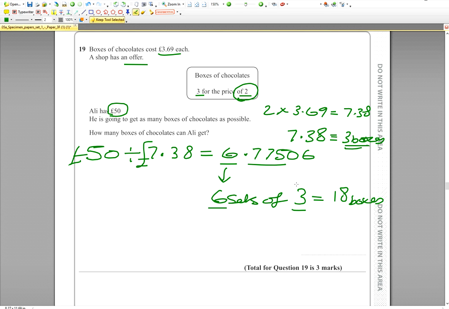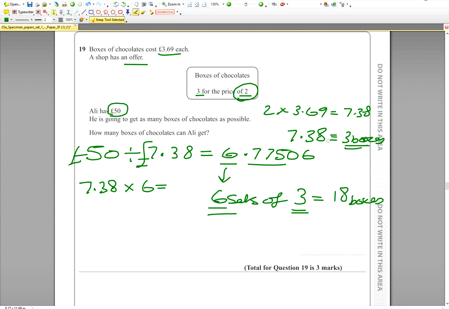Okay, so we know so far with £50, if you divide it by £7.38, you'll get 6.77, which is basically we can't do the 0.7. We can buy 6 sets of 3. So that gives us how many boxes? 18. Now we need to work out how much we have left over. Can we afford to buy another box? We say we can only buy 6 whole sets. So what's £7.38 times 6 on the calculators, please, children?